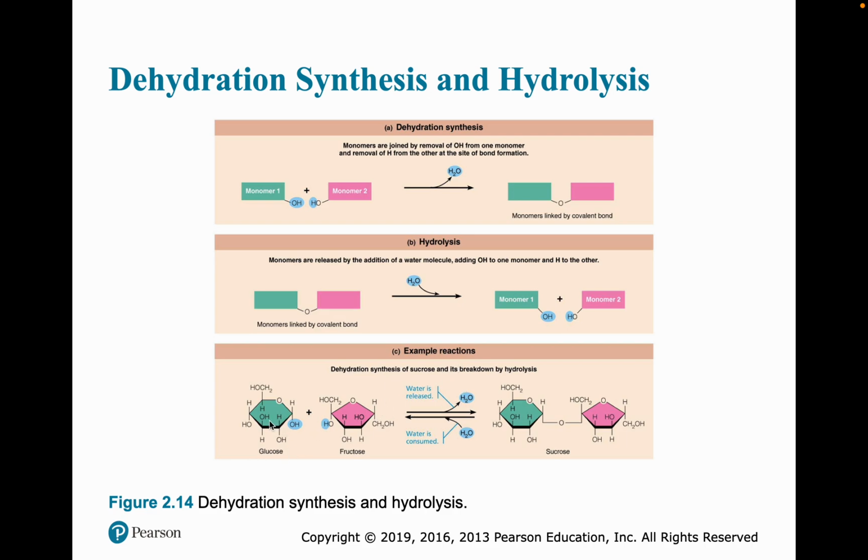Dehydration synthesis is used to attach glucose and fructose together. When the water is released, you get the disaccharide sucrose, and it goes back the other way too. It's a reversible reaction. If you add the water back, you can go back to fructose and glucose.